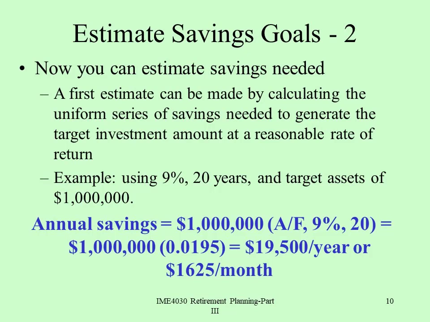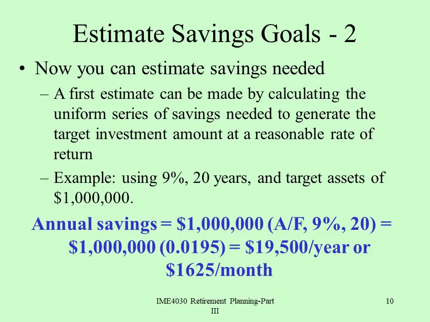So let's suppose we start with a 9% return on our assets. In other words, that's what we think we're going to get from our investments. And let's say we want to retire in 20 years and we're going to need $1 million. Well, just using the A over F factor for 20 years, we're going to need $19,500 a year to go toward our retirement. Let's just divide that by 12 to get a monthly figure. We're ignoring monthly compounding by doing that, but for simplicity's sake, that's good enough. That's $1,625 a month.